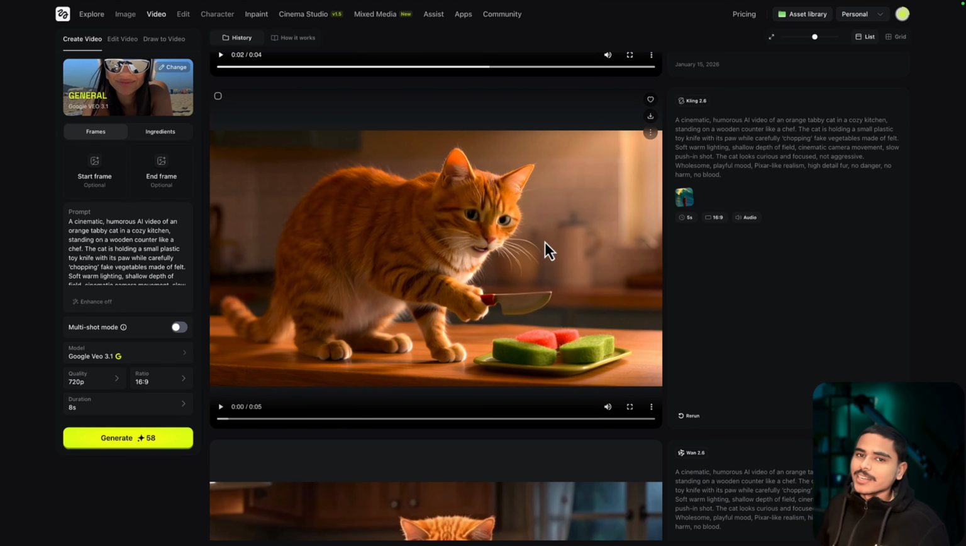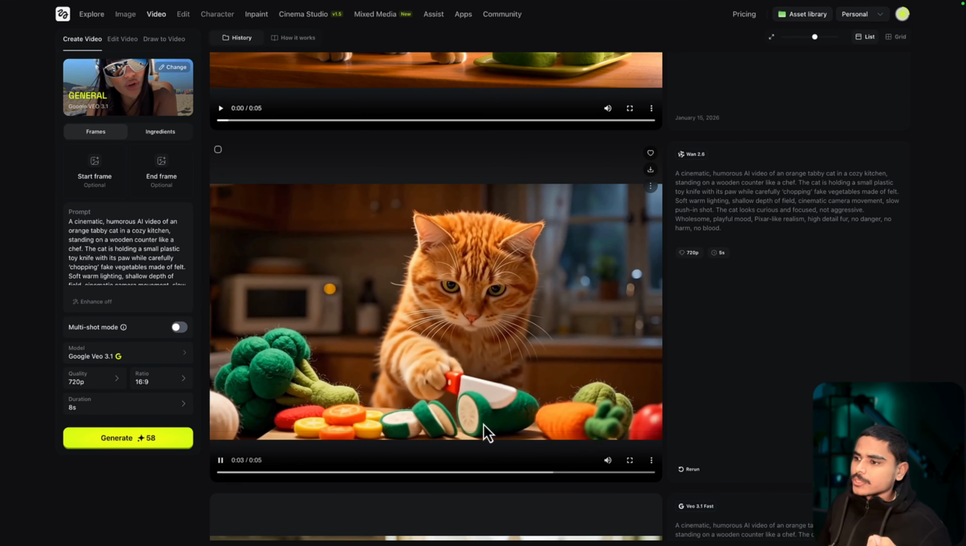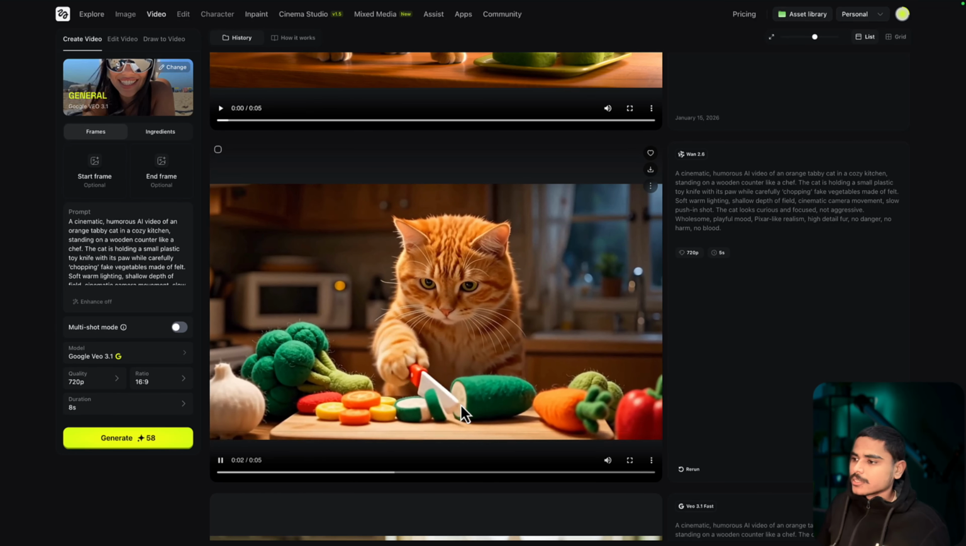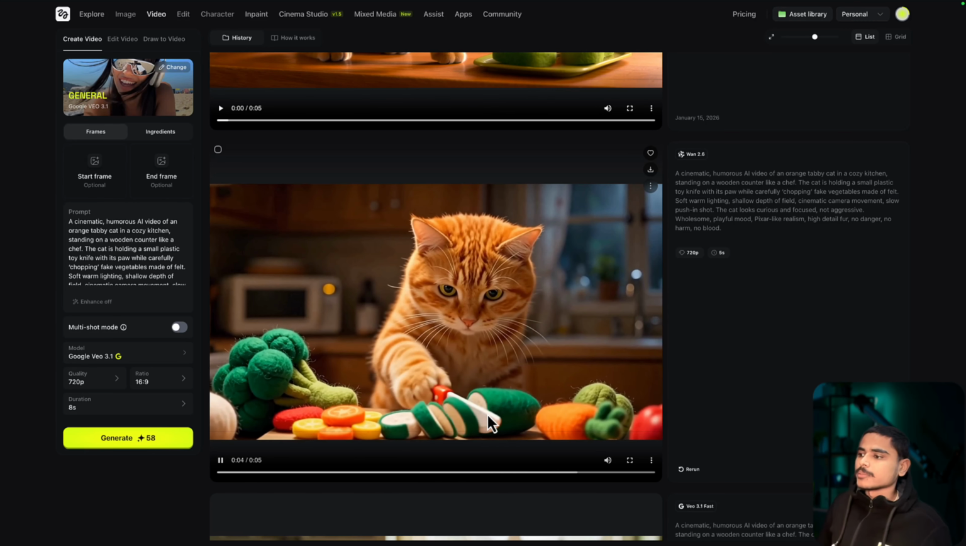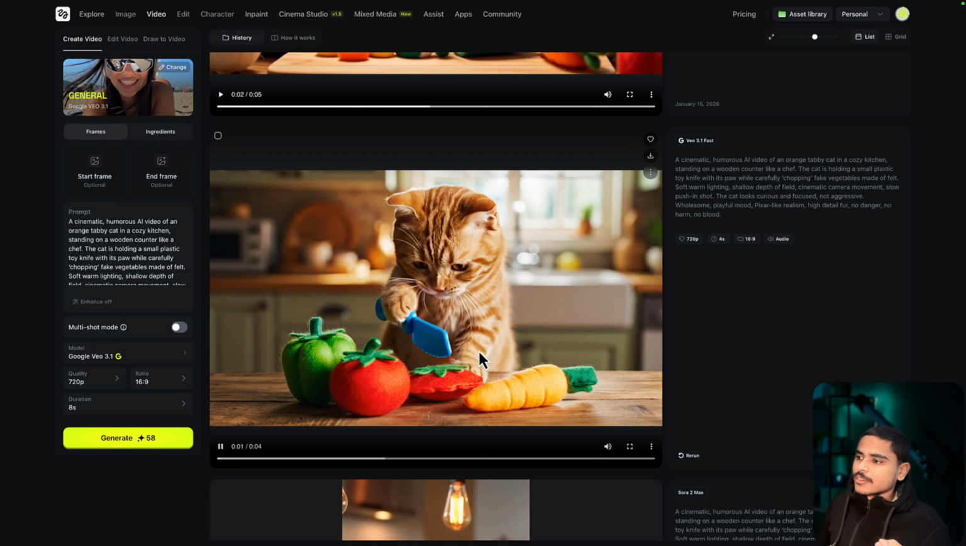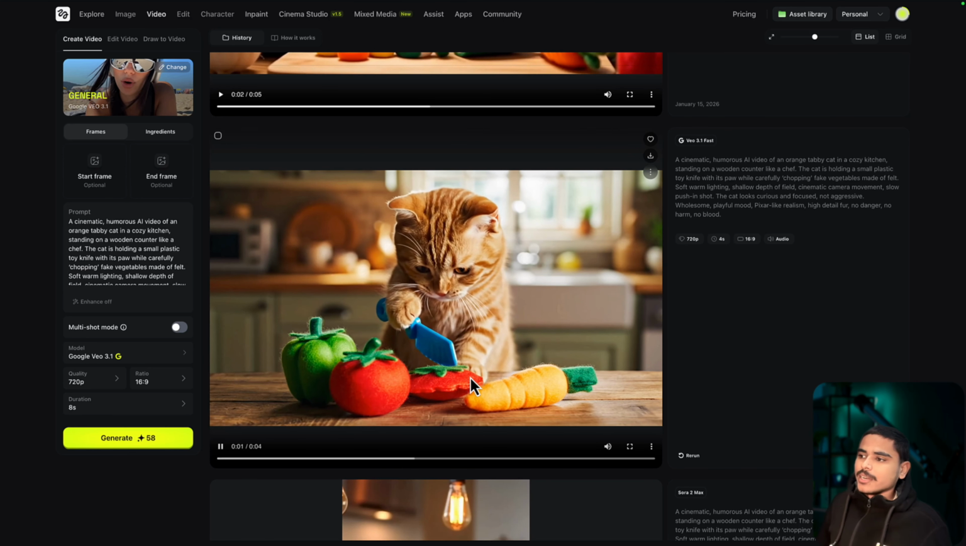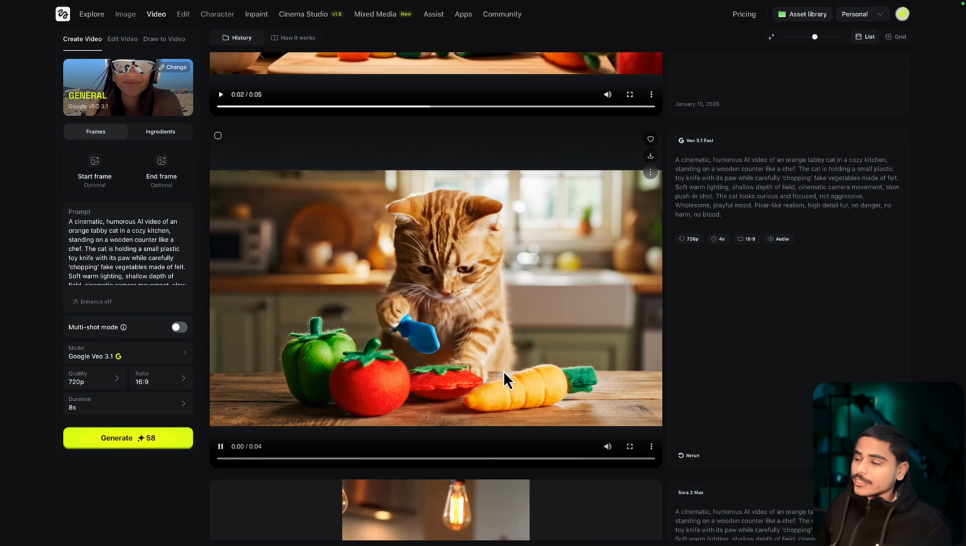Okay, Kling overdid again with the dialogues. 2.6 did it good, but similar to Veo 3, the vegetables that are getting chopped are not visible properly. 3.1 fast. This one is good. It's not even chopping, so yeah, it's following the physics. It is the fake vegetable.